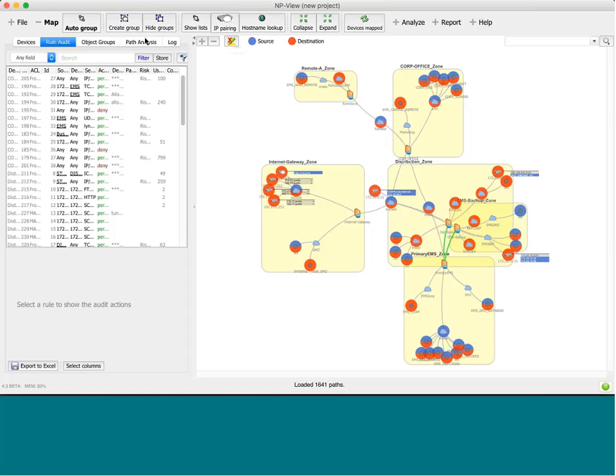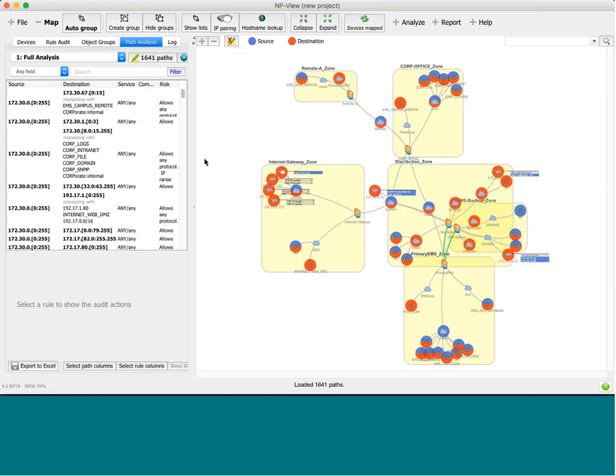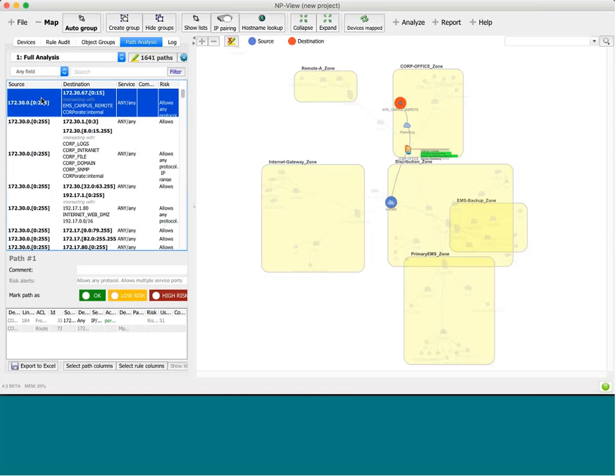So when I send the request, the model ran the simulation and returned 1,641 individual paths. The map got highlighted to show me the source and the destinations of those paths. So destinations are in red, sources are in blue, and then hosts that are both source and destination will be colored with the two colors. On the left, I have the table that lists all the 1,641 paths, and I can click on any of those to highlight the path in the map.